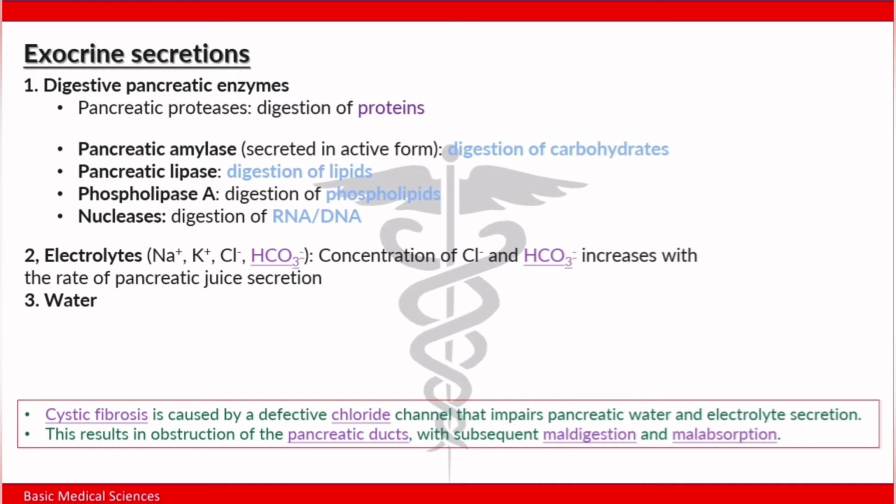Right, one clinical significance, cystic fibrosis, right? So this is a disease caused by a defective chloride channel that impairs pancreatic water and electrolyte secretion. This will result in obstruction of the pancreatic ducts with the subsequent maldigestion and malabsorption.